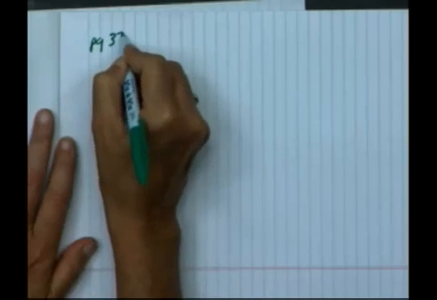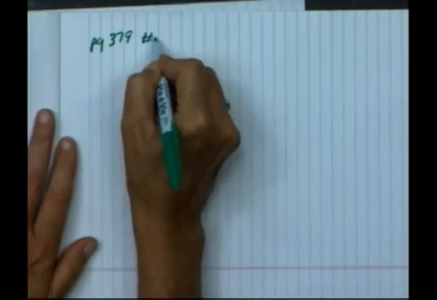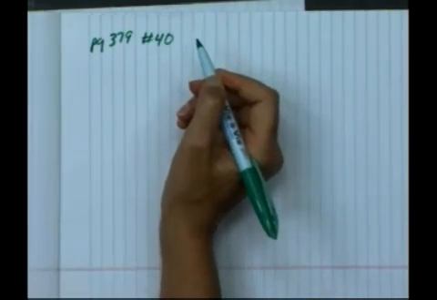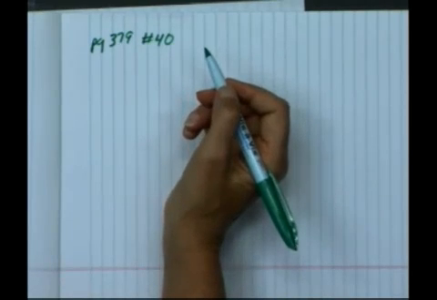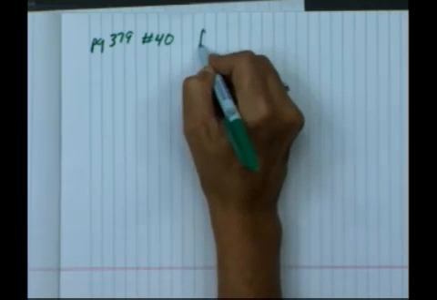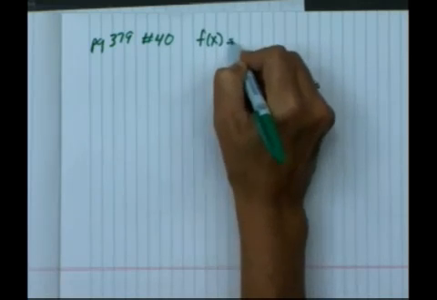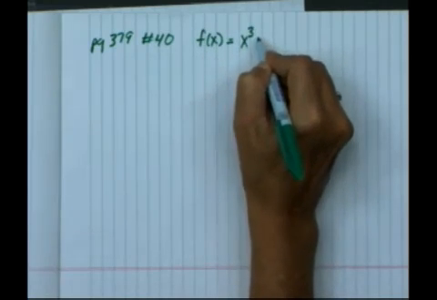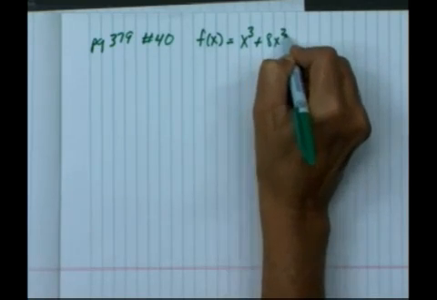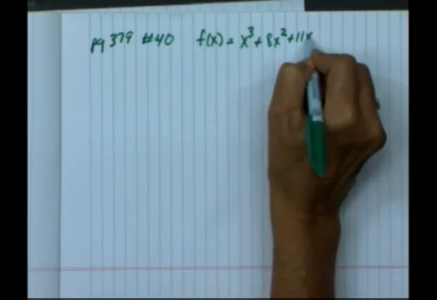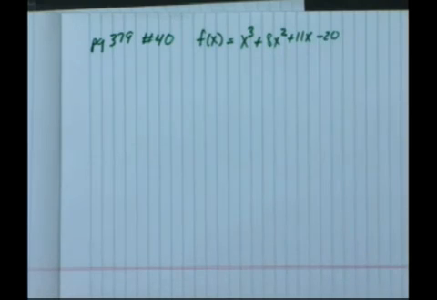I'm going to try to do everything to this problem, covering all these theorems we just talked about. If you think I'll leave something out, let me know. We're going to look on page 379 at problem number 40, and I'll probably make up a lot of other questions as we go along. F of x equals x cubed plus 8x squared plus 11x minus 20.